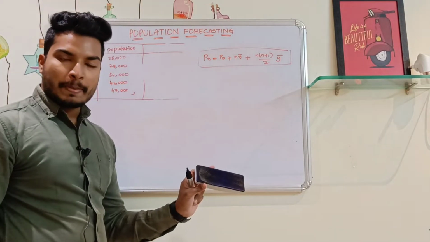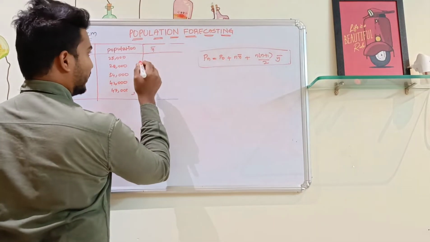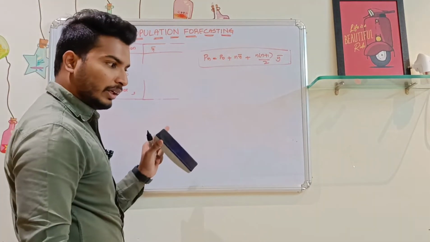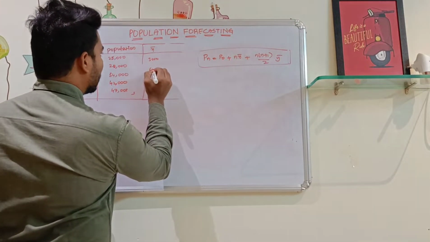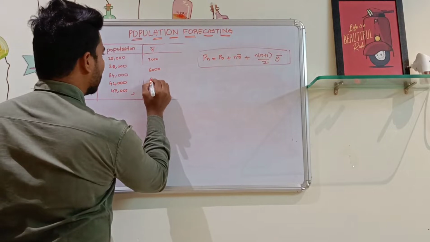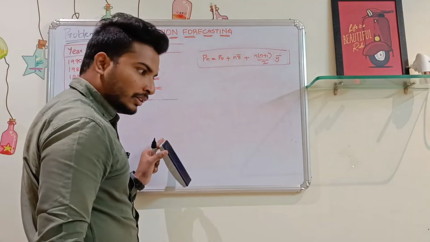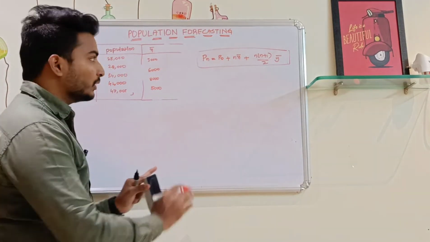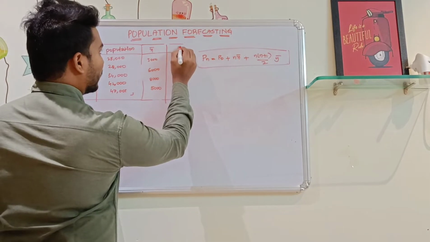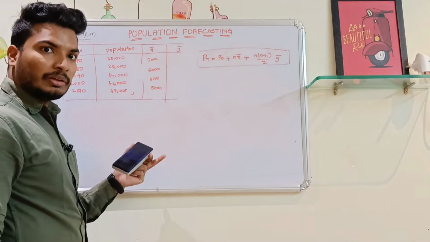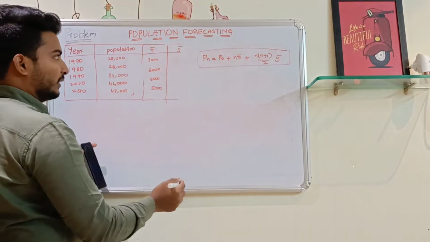So here what do we know? x bar. What is x bar? Difference in the population. We have already calculated 3,000, 6,000, 8,000, 5,000. These are the x values. So the next term is y bar. Y bar is the increment of increase. Increment of increase is the difference in these population differences.